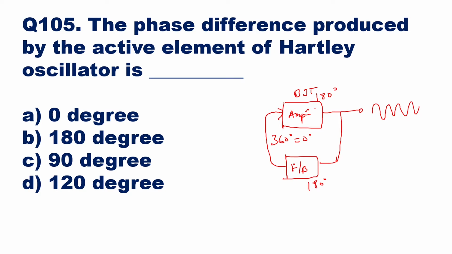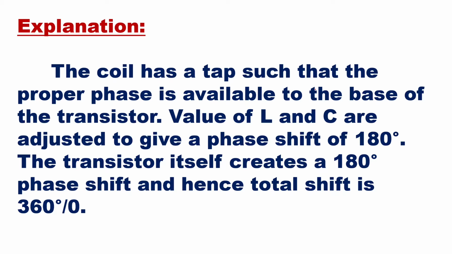Say for example the active element is BJT, which you are going to use as an amplifier. So that BJT will be producing a phase shift of 180 degree, because another 180 degree phase shift is produced by the feedback network. So any active element you use there as an amplifier, that is going to produce a phase shift of 180 degree. So here the option B will be the right answer, that is 180 degree is the right answer. So here you can see the explanation.